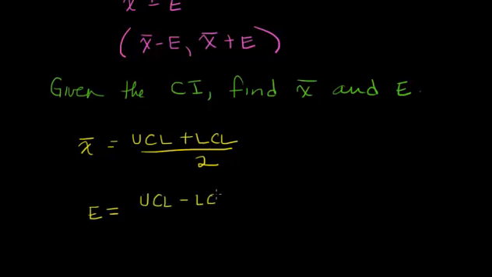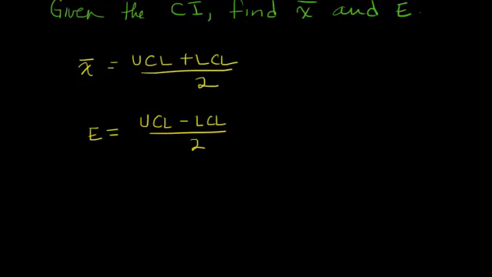So let's work a quick problem. Okay, here's an example. Write the following confidence interval in all three forms, all the forms we mentioned before. Okay, so to do that, we need x bar, the sample mean, and e, the margin of error.